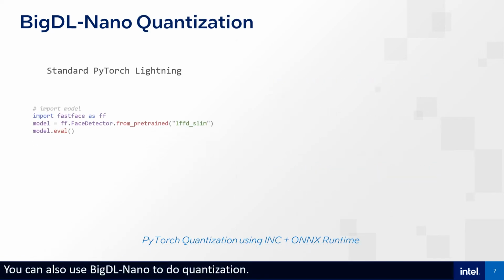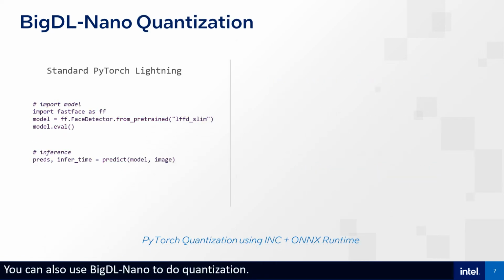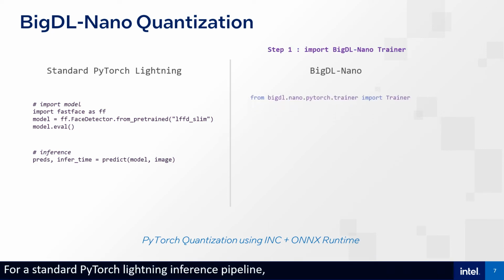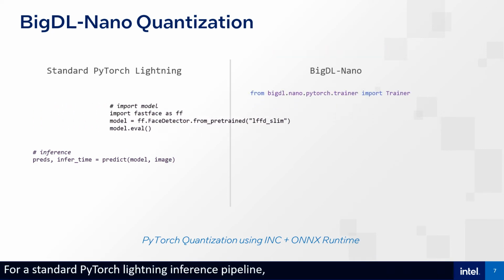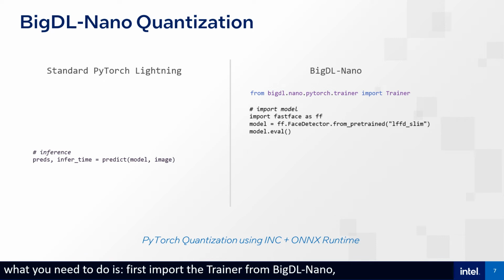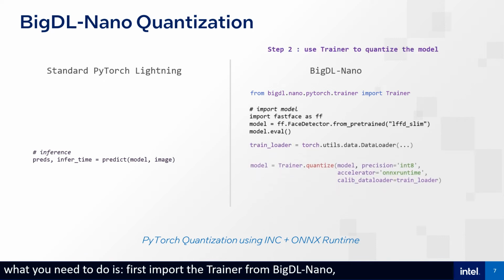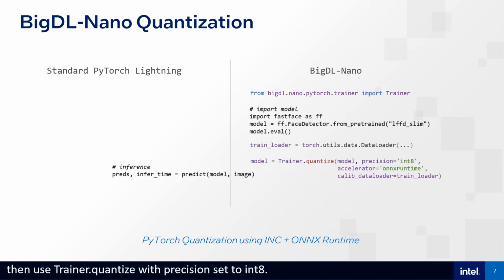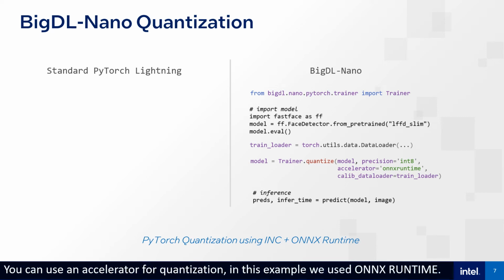You can also use BigDL Nano to do quantization. For a standard PyTorch Lightning inference pipeline, what you need to do is first import the trainer from BigDL Nano, then use trainer.quantize with precision set to int8. You can use an accelerator for quantization. In this example, we used the ONNX Runtime.